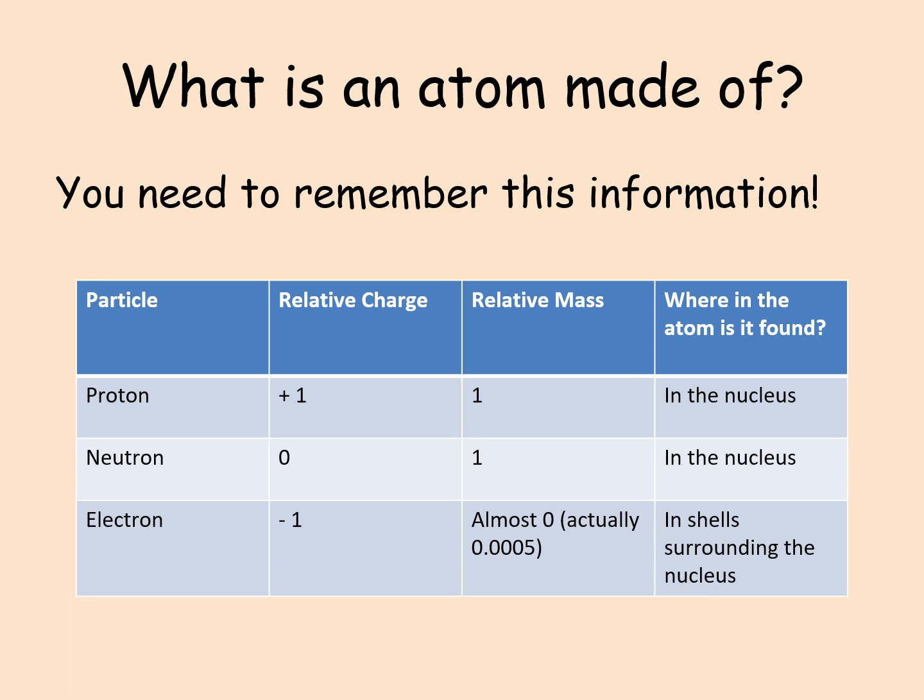The reason that we use relative mass is because the mass of all of these particles is so tiny, it's very, very difficult to measure. The last one, electron, is generally considered to be about 0. It is actually, compared to the other two, 0.0005, but because it's such a small mass, we count it as 0 generally. And where they're found, protons and neutrons are both in the nucleus of the atom, and the electron is in shells surrounding the nucleus.